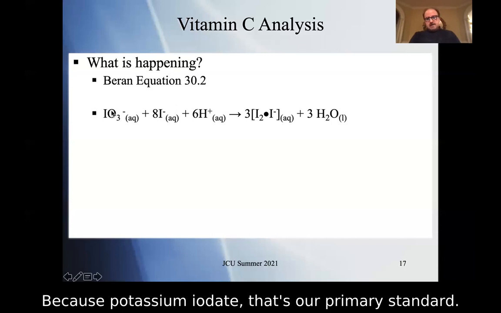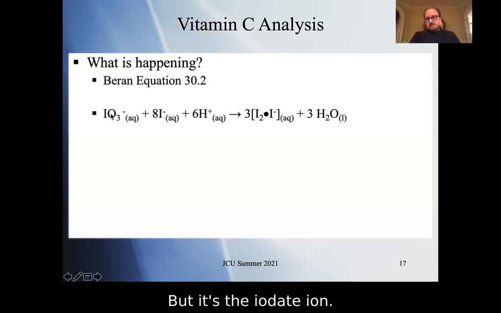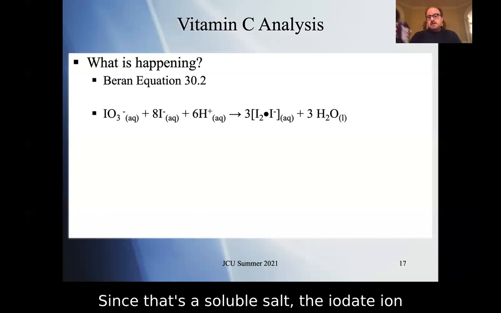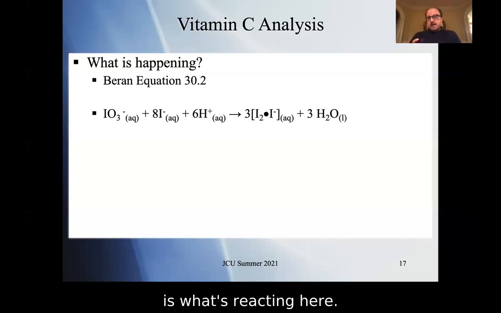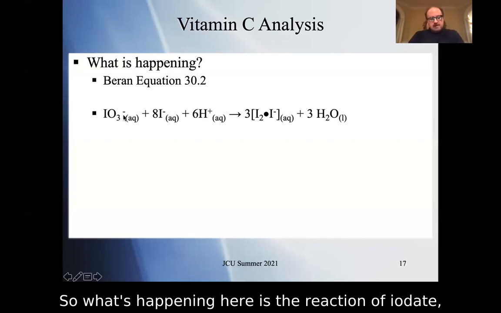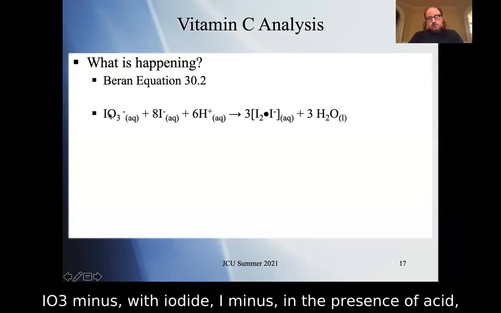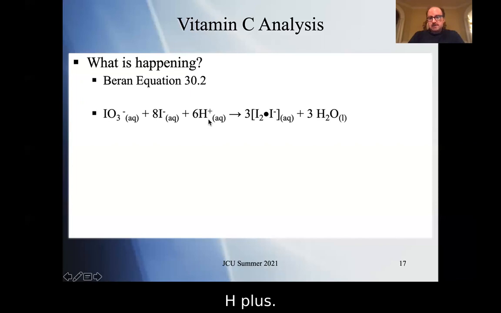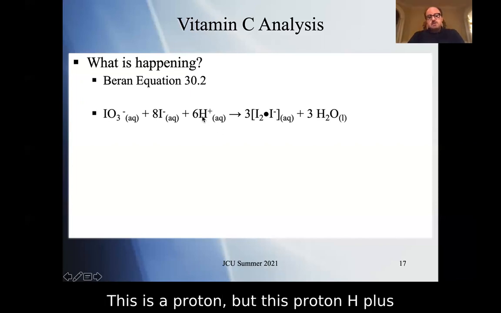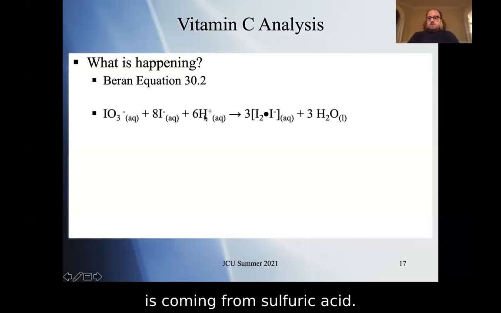Because potassium iodate, right, that's our primary standard, but it's the iodate ion. Since that's a soluble salt, the iodate ion is what's reacting here. The potassium ion is not. That is just balancing charge. So what's happening here is the reaction of iodate, IO3 minus, with iodide, I minus, in the presence of acid, H plus. This proton, H plus, is coming from sulfuric acid.